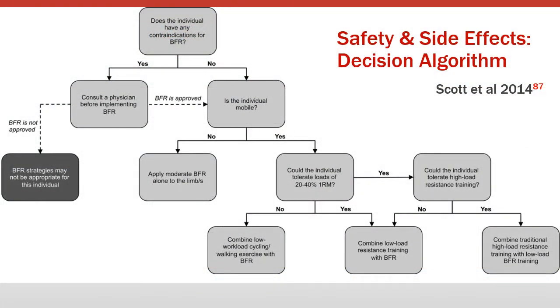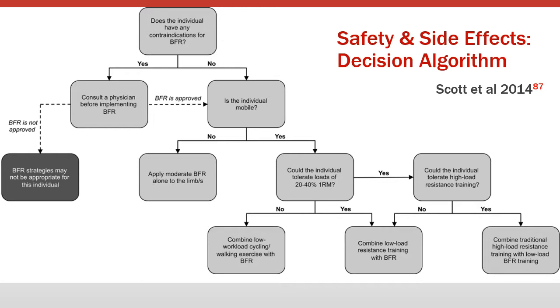Okay, so Scott et al. in 2014 came up with this decision tree or algorithm for utilization of BFR. I would have to say that I feel like the authors were somewhat biased towards BFR as we follow this tree down, right? So we'll go through the questions. Does the individual have a contraindication for BFR? If yes, consult the physician before implementing the BFR.